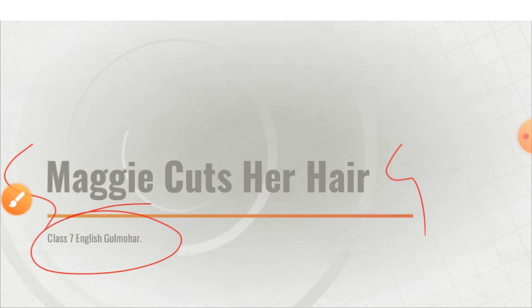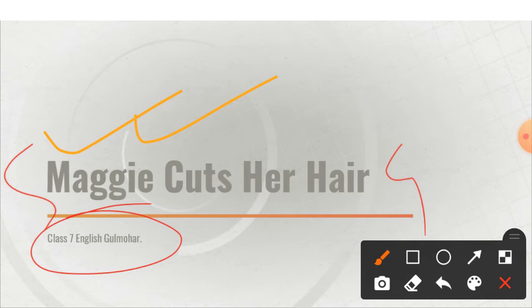So, that's the name of the chapter, and from this name only you can get an idea that there is a girl or a boy or a character named Maggie. And from the gender, Maggie is a girl. From where do you get this? Her means she, right? So she is a girl, so she cuts her hair.